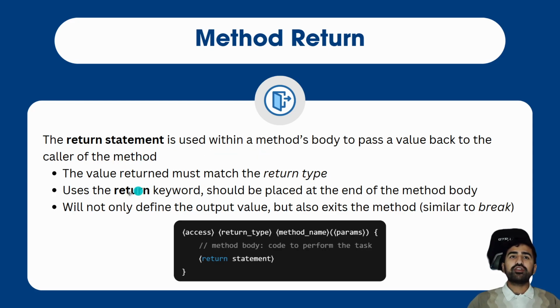The return statement uses the return keyword. The value does have to match the type defined in the return type. It will not only define the output value, but also exits the method. So whenever the method encounters a return statement, it says, oh, I must be done, and it's going to exit the entire method. This is similar to break. That might not seem that interesting for now, but once we get to more complex examples of methods, you'll see that the exit behavior of return statements is actually pretty important.